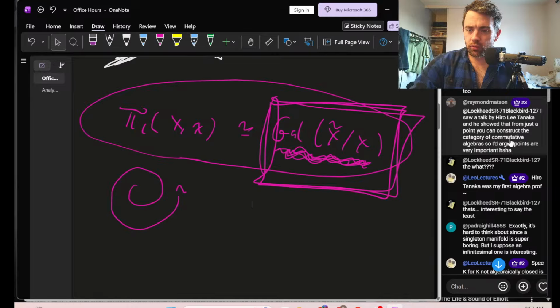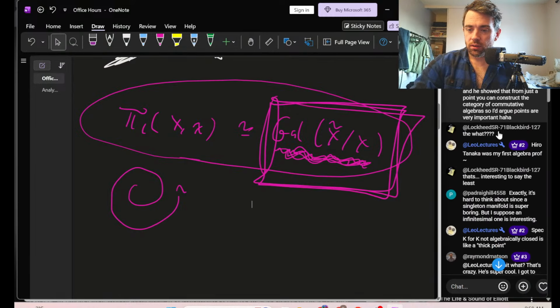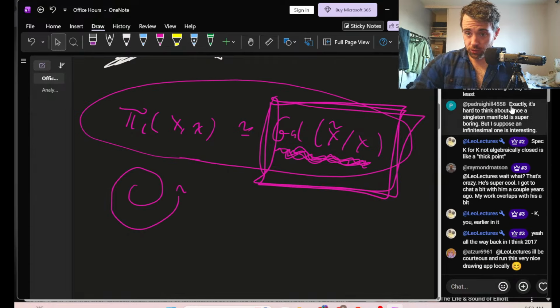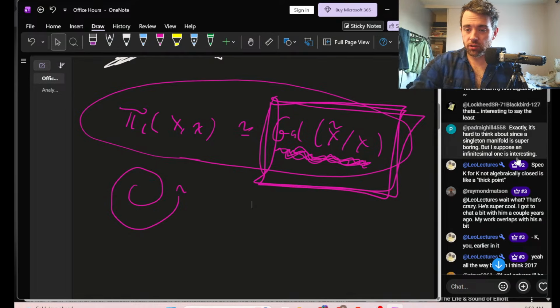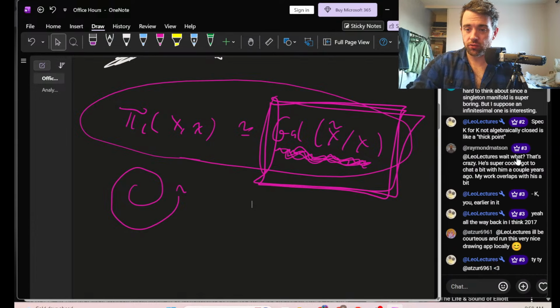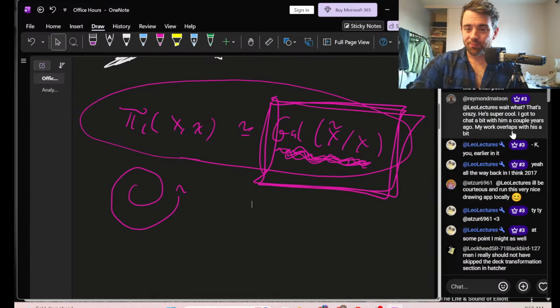He showed that from just a point you can construct the category of commutative algebras. So I'd argue that points are very important. Tanaka was your first algebra prof. Damn. It's hard to think about since a singleton manifold is super boring. Yes, but suppose an infinitesimal one is interesting. Yes, it's all in the sheaf. Geometry is stored in the sheaf.